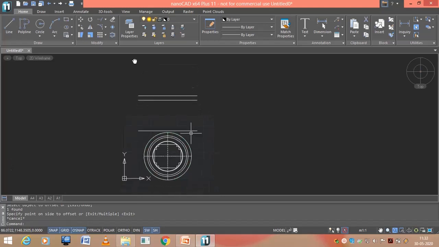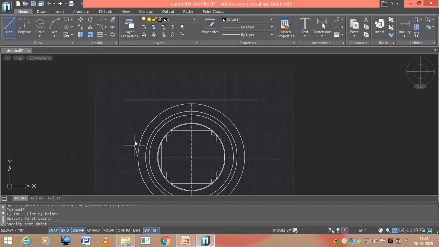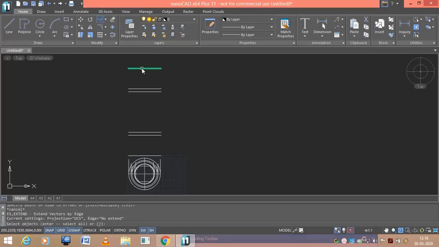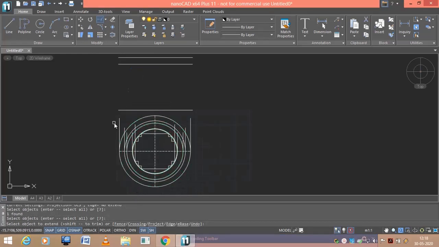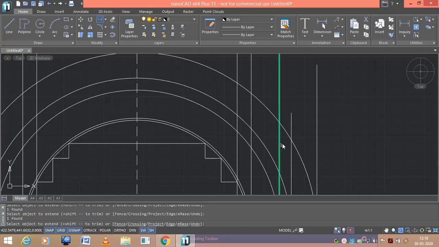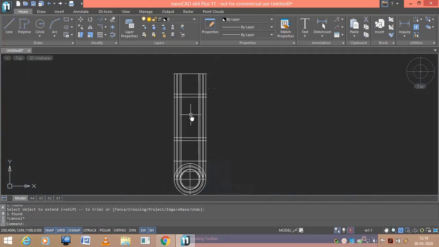Now let me draw vertical projections from all these points where the x-axis intersects the circle. Now we extend all the vertical projections up to the last line by using the extend command. So this is the target. Here I have considered only the larger stampings. Now I need to trim in order to draw the elevation of a limb.